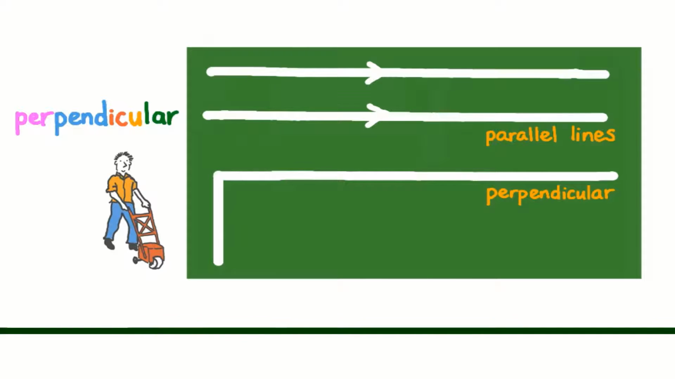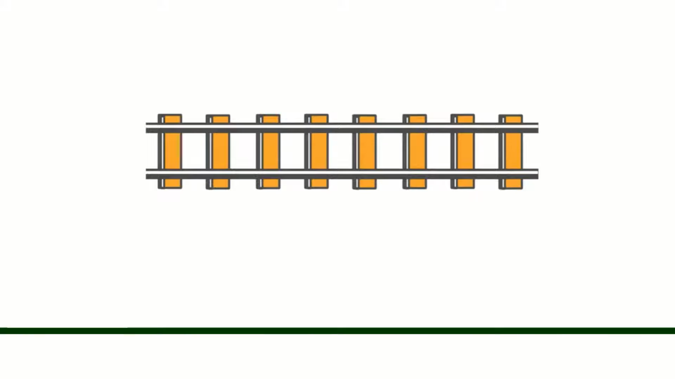And we can show that two lines are perpendicular by drawing a little right angle sign, which is a square, where they meet. So wherever we see this symbol, we know that the two lines are at right angles to each other. They're perpendicular.